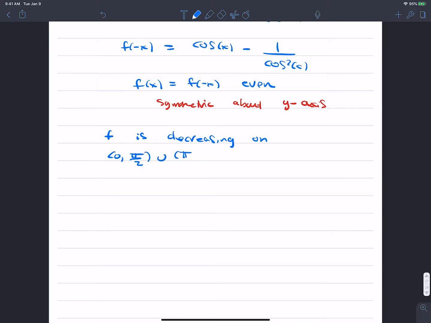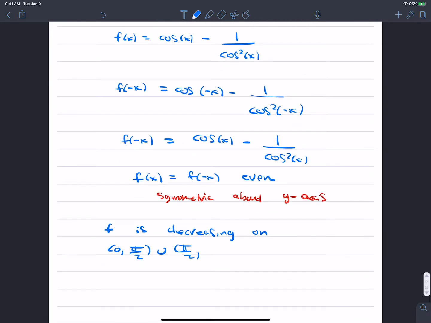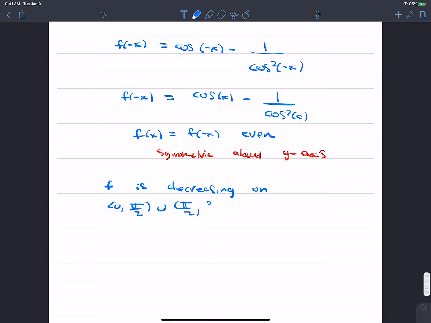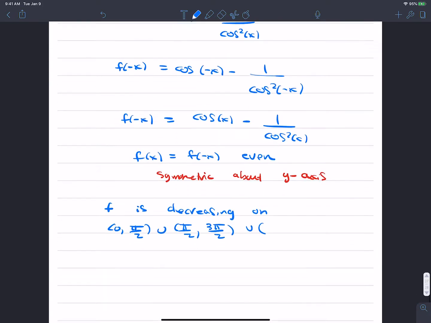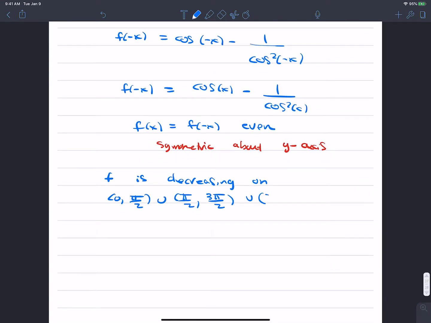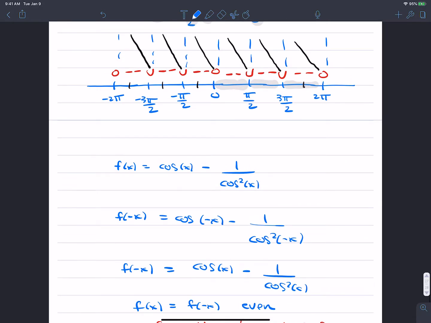Union pi over 2 to what? 3 pi over 2? Okay, is that right? Union what? To 2 pi, and that goes on forever. So we can generalize this, but for our curve sketching, we're going to keep it that way. And don't forget the other side. What's the other side? See this other side here?